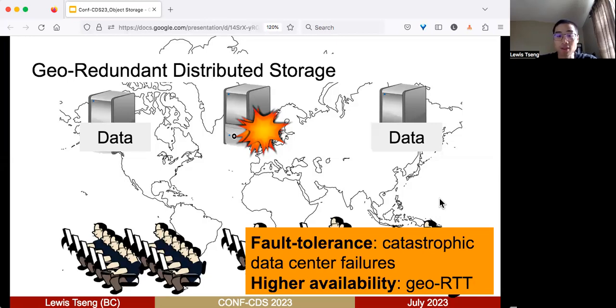The other reason is, again, higher availability, because if you only have one data center, you may need to go far away. Suppose you are in Asia and the data center is in America, then you don't want to pay this kind of round trip time because it's long. When we have multiple replicated data centers, you can reduce the RTT, the round trip time, so you can increase performance and availability.